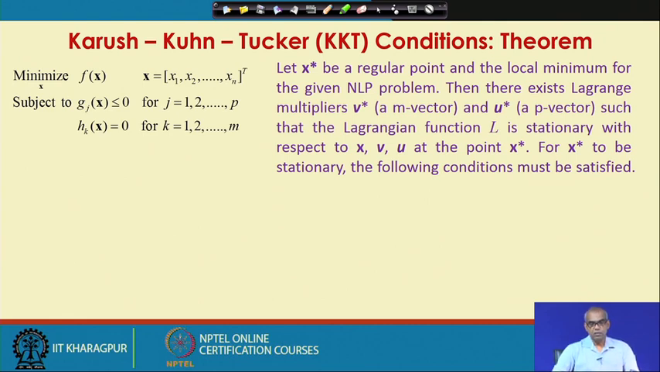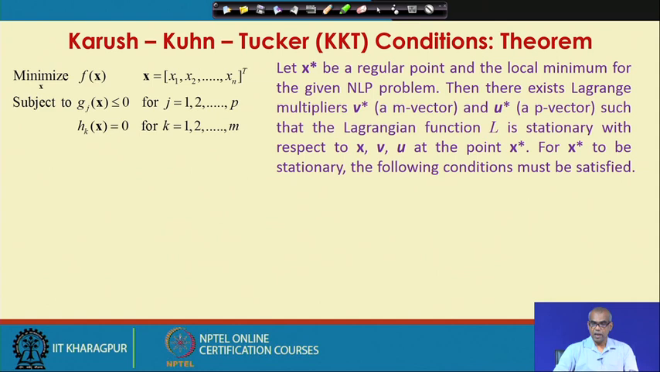So, now let us formally talk about the theorem. Consider a general nonlinear programming problem which we call NLP problem, nonlinear programming problem. So, you have an objective function f(x) with n variables, x is an n-vector, you have p inequality constraints of less or equal to type, and you have m equality constraints. Let x star be a regular point and the local minimum for the given nonlinear programming problem.